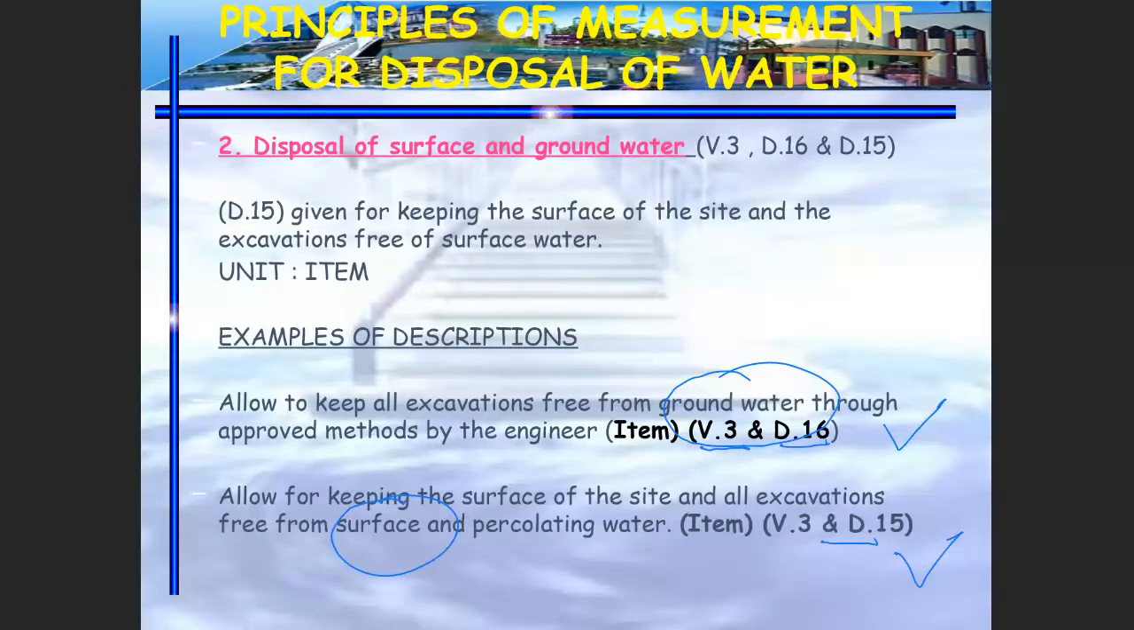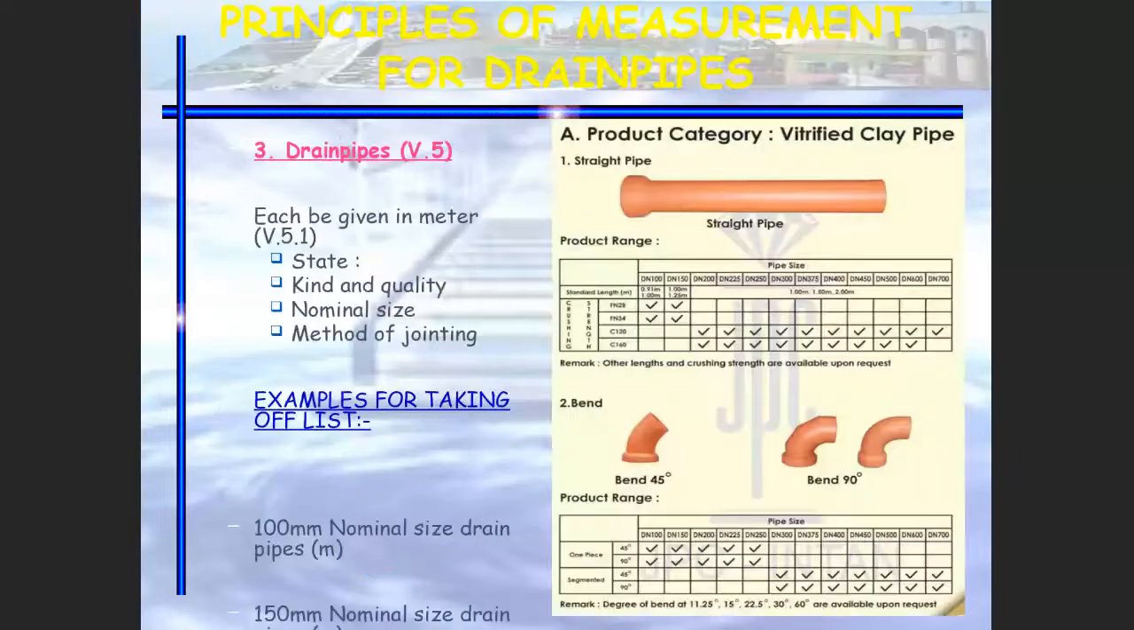Okay, you need this item, so you just have to write down the description. No measurement needs to be done. Only write down the item in the dimension column. Right, item number 3, we can refer to section V.5, clause V.5 shall be given in meter.